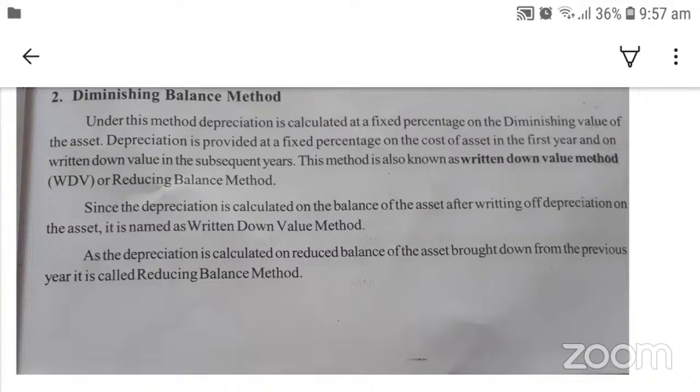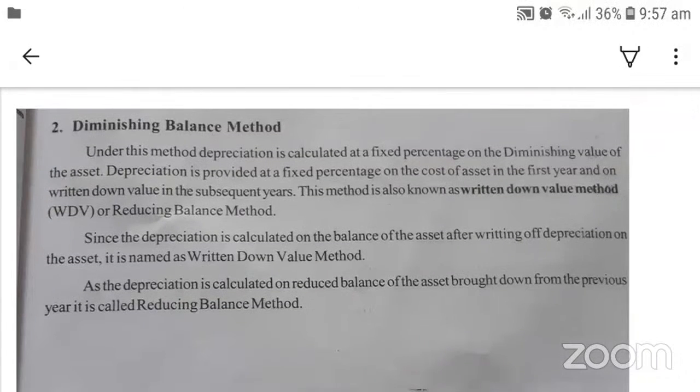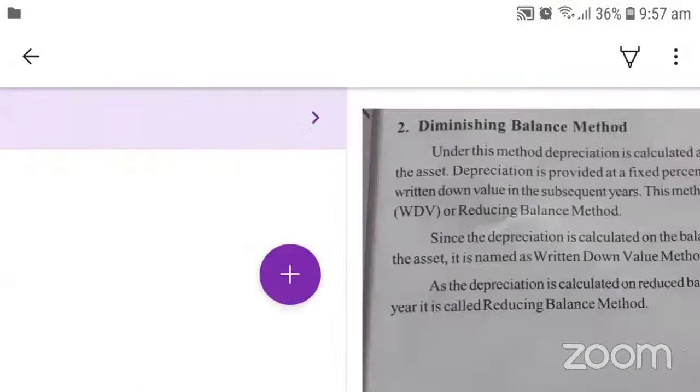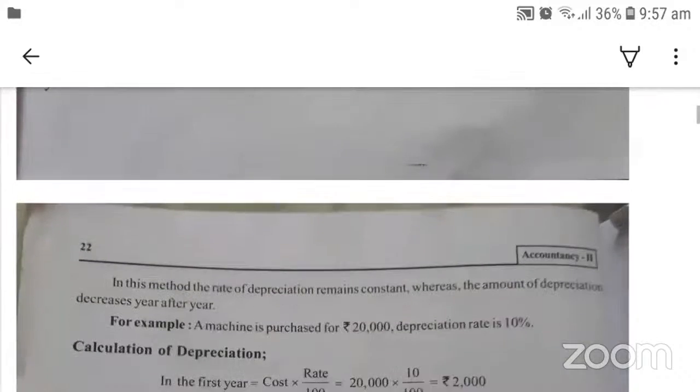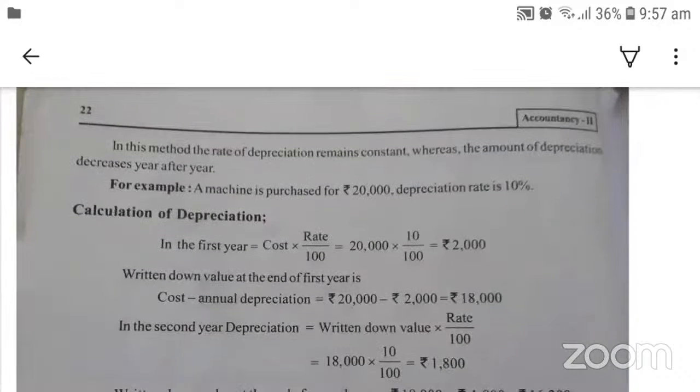This method has two names: the diminishing balance method or the reducing balance method. In this method, the rate of depreciation remains constant, whereas the amount of depreciation decreases year after year. The amount of depreciation will decrease year after year because we will calculate on the written down value.